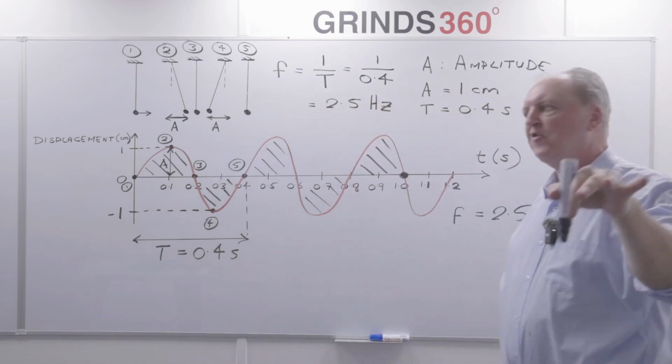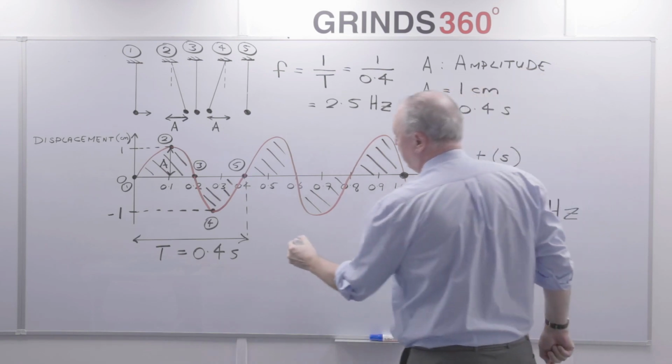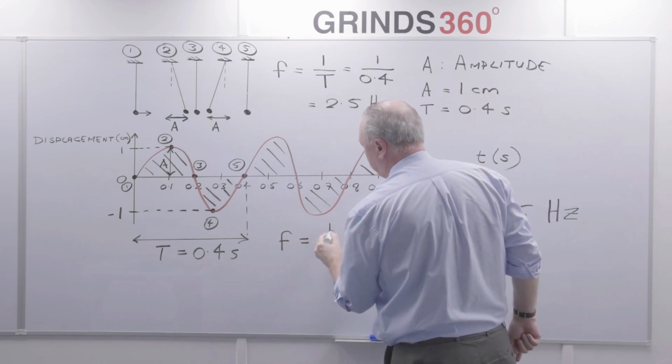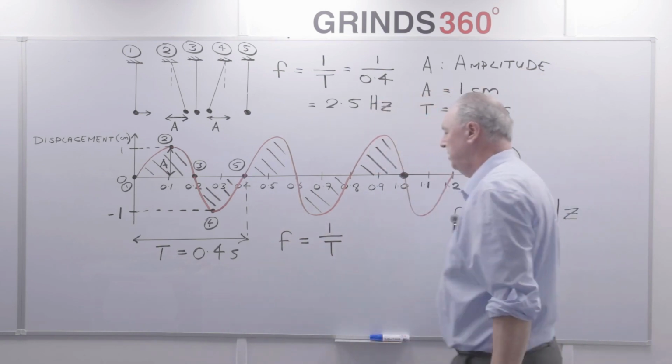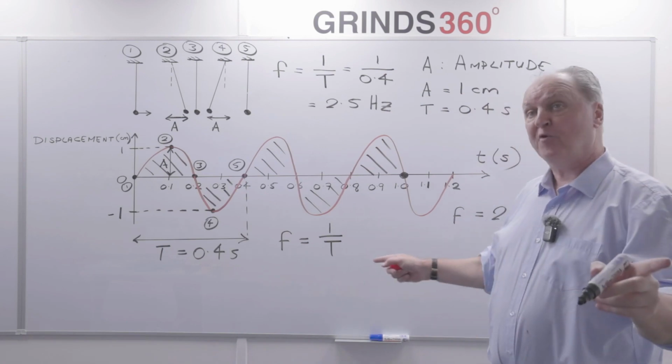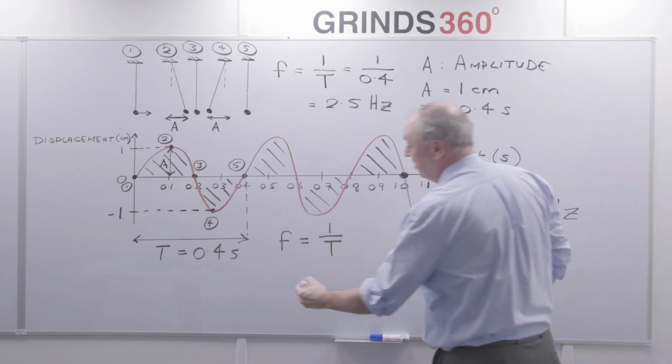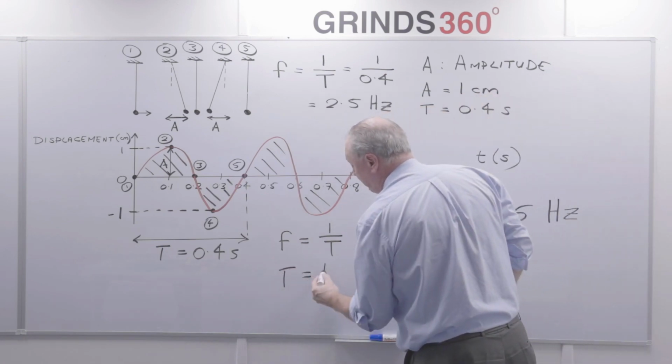So here's our first formula. We're going to be using the formula f is equal to 1 over T. Or you can manipulate that formula and write it down in terms of T. You can also write down T is equal to 1 over f.